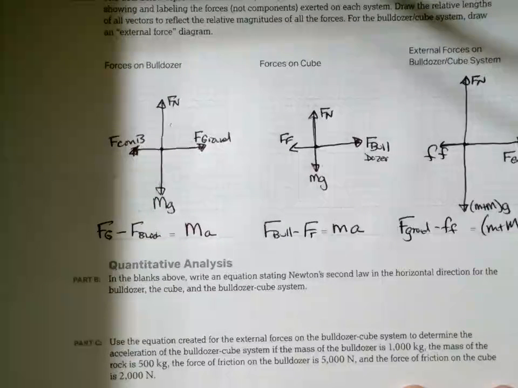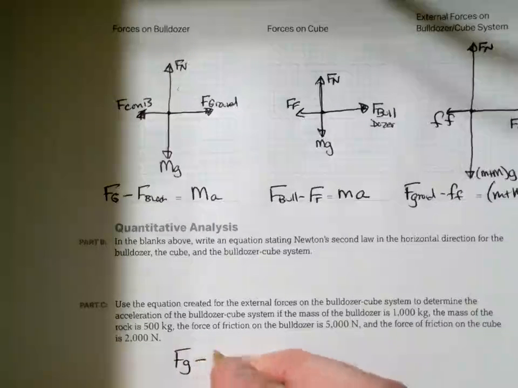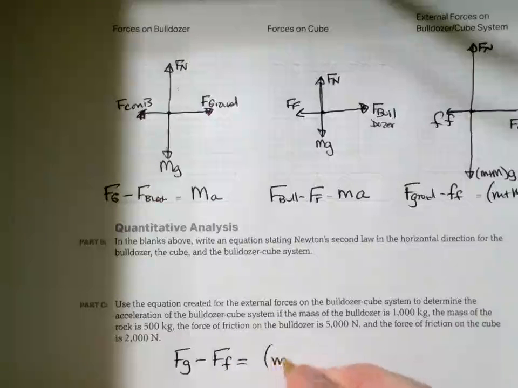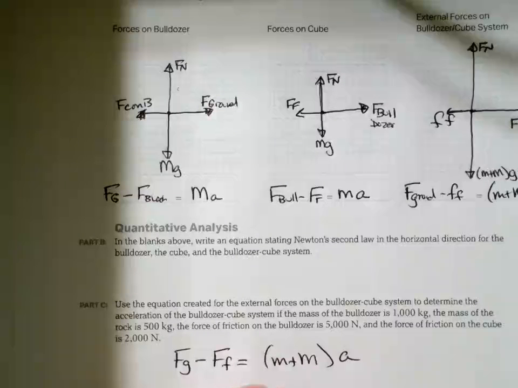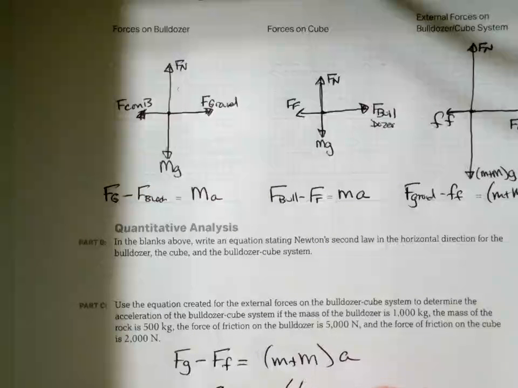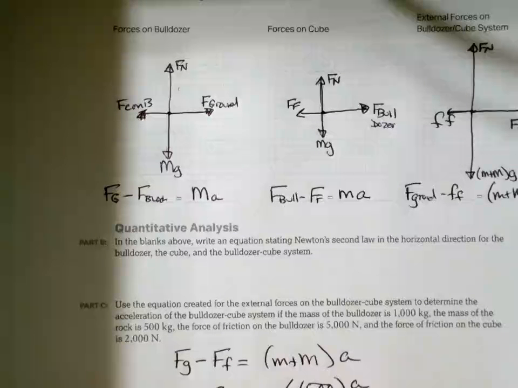So use the equation created for the external forces on the system to figure out the acceleration. So basically, the force of the ground minus the force of friction equals the mass of the system times A. So it's given that the force of the ground is 5,000 minus the force of friction, 2,000, equals the mass of the system, which is 1,500, times A. So this would be 3,000 equals 1,500 A. A equals 2 meters per second squared.